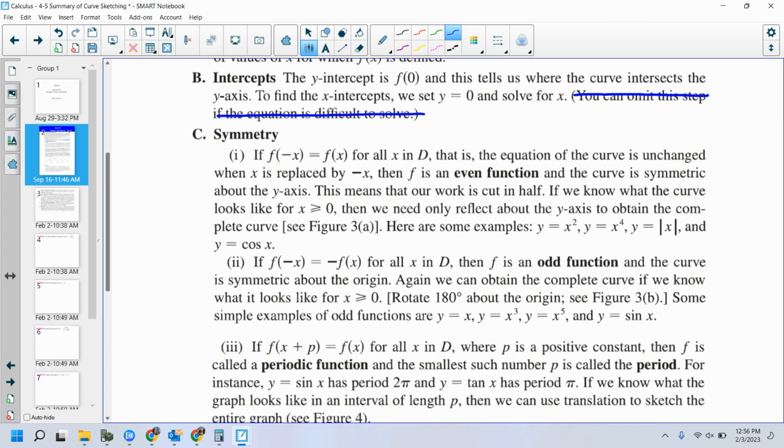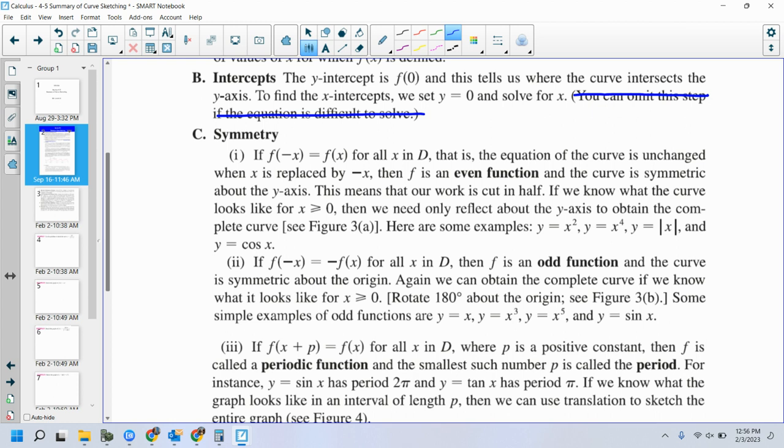If it's an odd function, if you plug in negative x, you're going to get the negative of the entire function. Basically, you can factor out a negative from the function, and then it should look the same, where a negative is sitting all the way in front of the function. If that's the case, then it would be odd. And what does it look like if it's odd? Well, then it's a rotation 180 degrees about the origin.